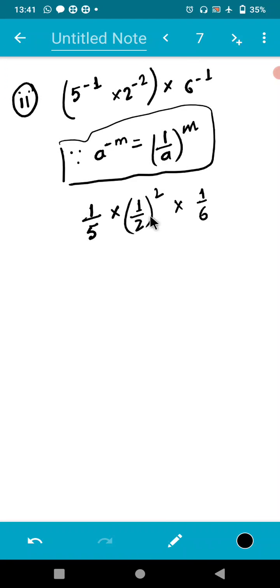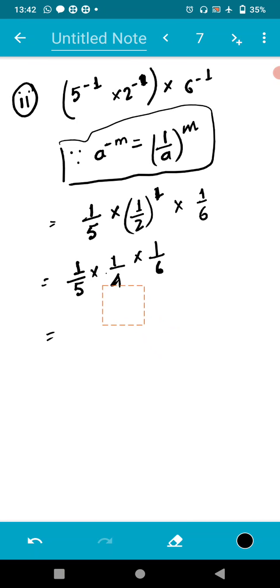Now let's expand this part. So 1 by 5 into what is the square of 1? 1 into 1 is 1, and 2 into 2 is what? 4. Fine. Okay, sorry, again I have made some mistake. So it would be 1, and this would be 2. Sorry, so this would be 2, students. Just a minute. This would be 2. Okay, so your required answer would be 1 by 60.